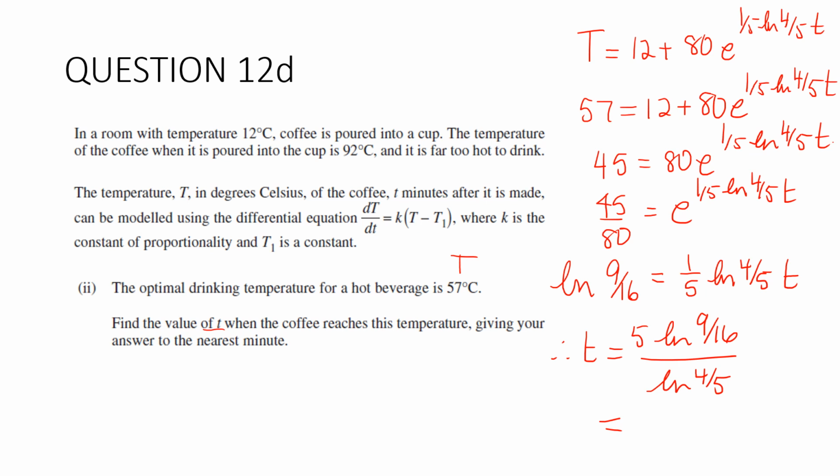5 times ln(9 divided by 16), be careful with your brackets there, over ln(4 divided by 5) is equal to 12.89. Now let's have a look and see how they want this. It's in minutes, and give your answer to the nearest minute. Therefore, t is approximately equal to 13 minutes.